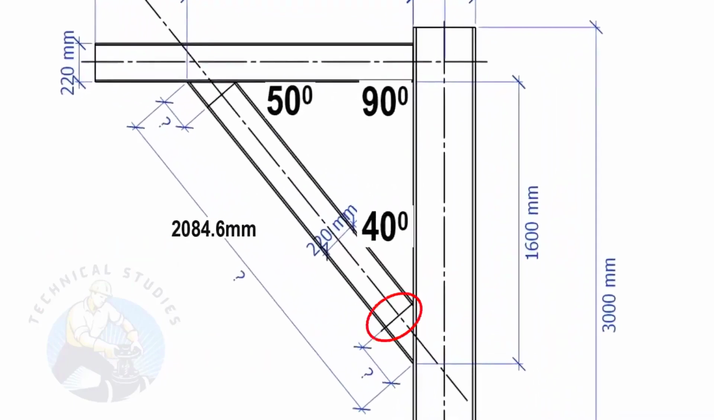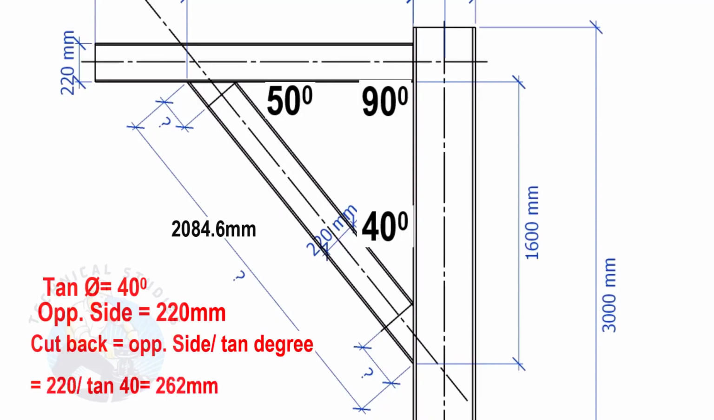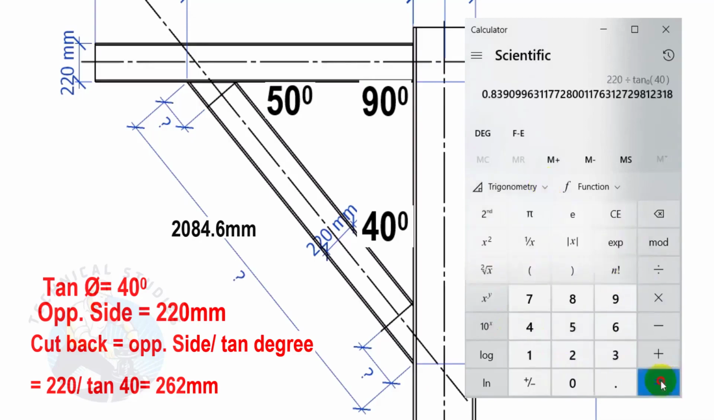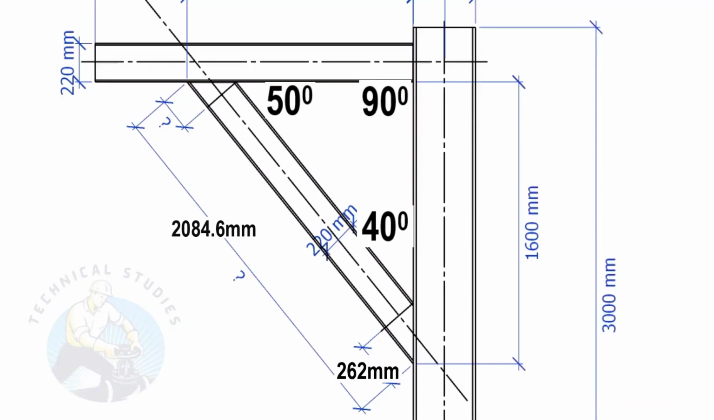The width of the beam is 220 millimeters, and the included angle is 40 degrees. Here, we will apply the tan rule to find the cutback length. Tan 40 degrees, opposite side equals 220 millimeters. Cutback equals opposite side divided by tan θ. Here, the cutback length is 262 millimeters.